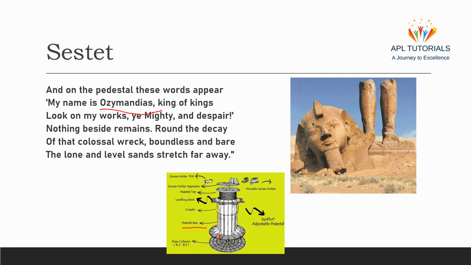See how much work I've done in my whole kingdom. Ye mighty and despair. Ye mighty is referring to the kings, and despair is referring to becoming sad. He is addressing them here. Nothing besides remains. Nothing is remaining now. Everything is destroyed by the passage of time. So nothing remained. And these things, look on my works, ye mighty, and despair. Now, he's trying to say that you are nothing in front of my works, look at my work and feel sorry for yourself. And despair means to become sad without hope.